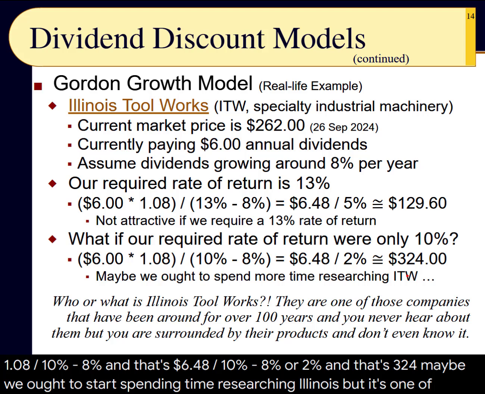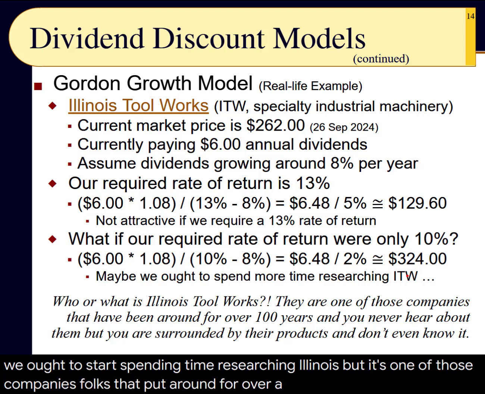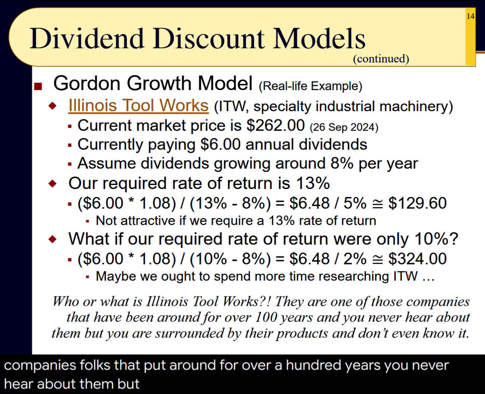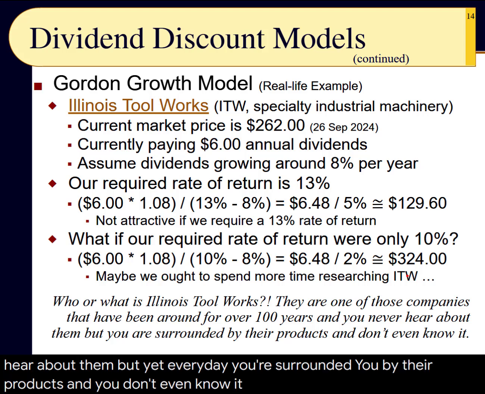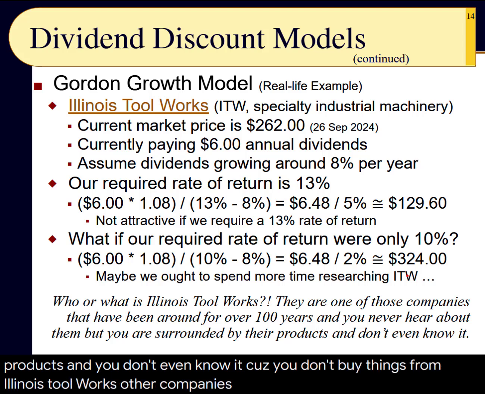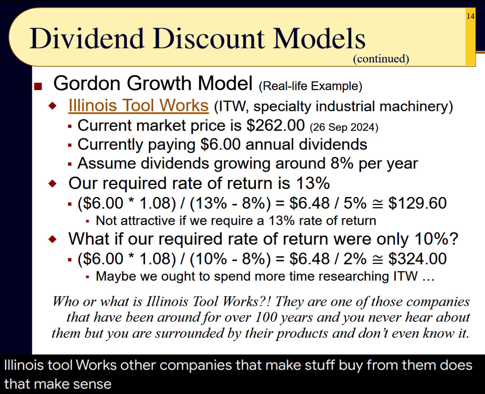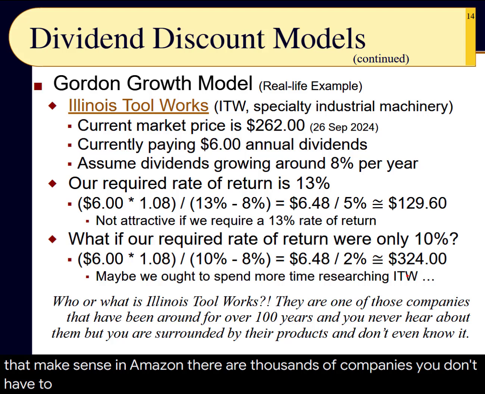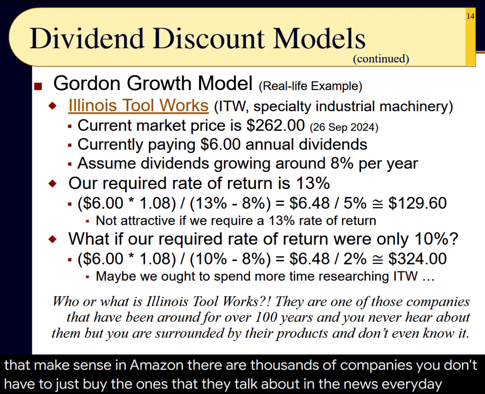But it's one of those companies, folks, that's been around for over 100 years. You never hear about them, but yet every day you're surrounded by their products and you don't even know it. Because you don't buy things from Illinois Toolworks. Other companies that make stuff buy from them. Does that make sense? And this is the thing, everything. Oh, I think I'm going to invest in Apple. I'm going to invest in Amazon. There are thousands of companies, folks. You don't have to just buy the ones that they talk about in the news every day.